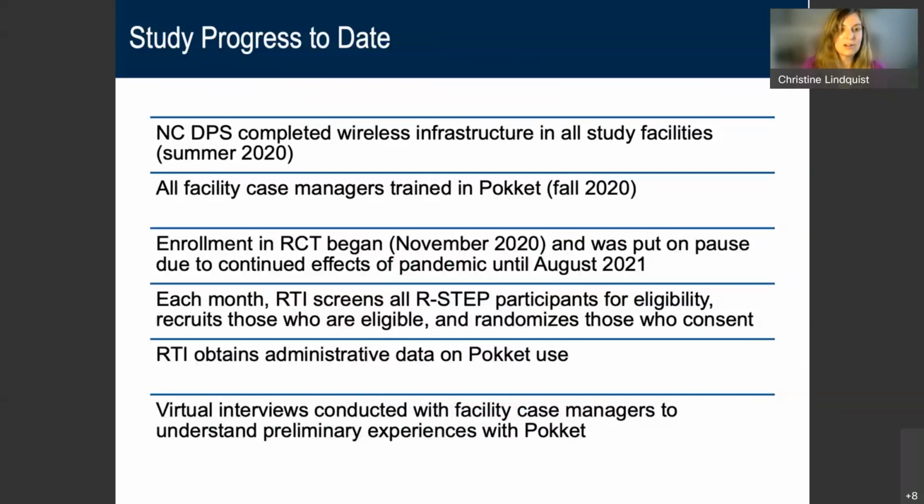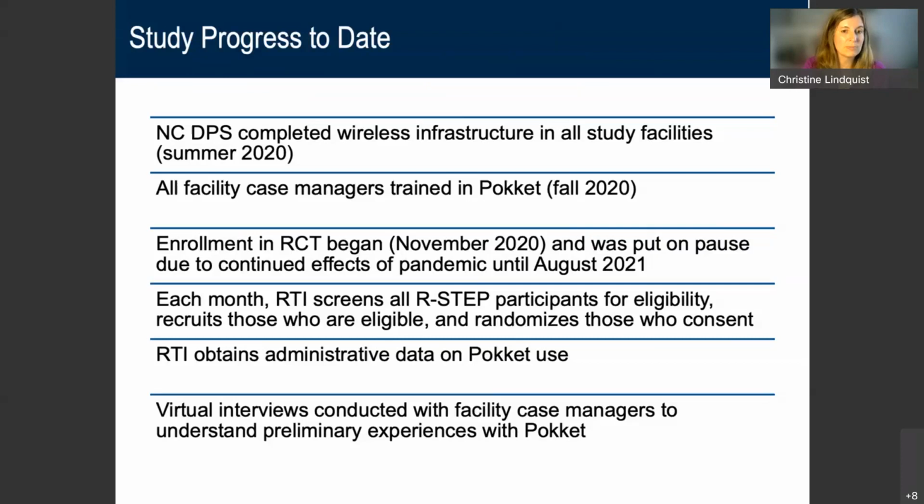DPS and Assimilate got all of the facility case managers trained in Pocket, and then we began enrollment in around November. But we almost immediately had to put the study on pause due to the continued effects of the pandemic, which I'll get to on the next slide. And we restarted the study in August of 2021 and re-enrolled our first clients in the fall. And that meant retraining all of the case managers who had been trained in Pocket because so much time had passed. Each month since then, we receive a list of all RSTEP participants from DPS.